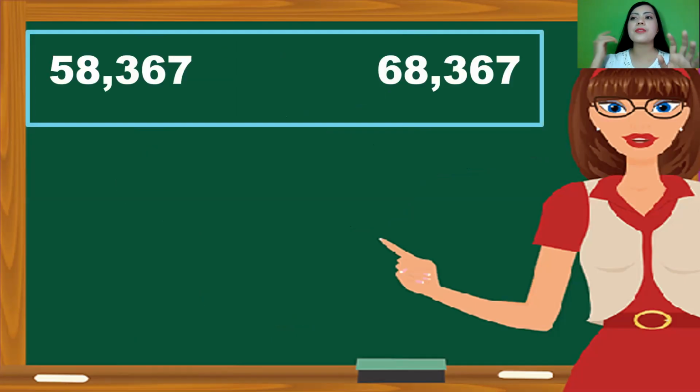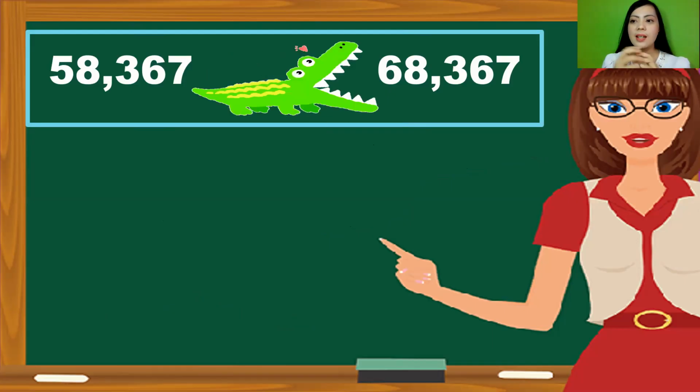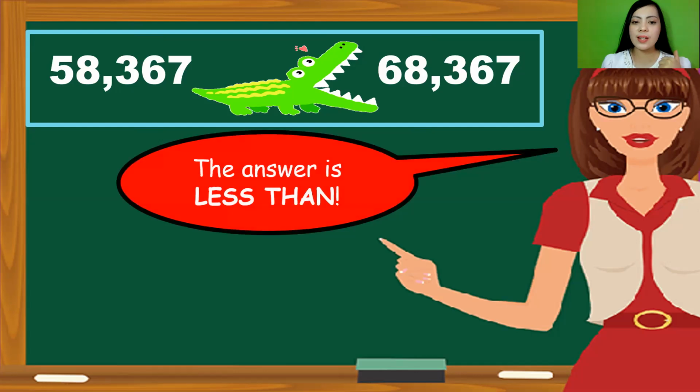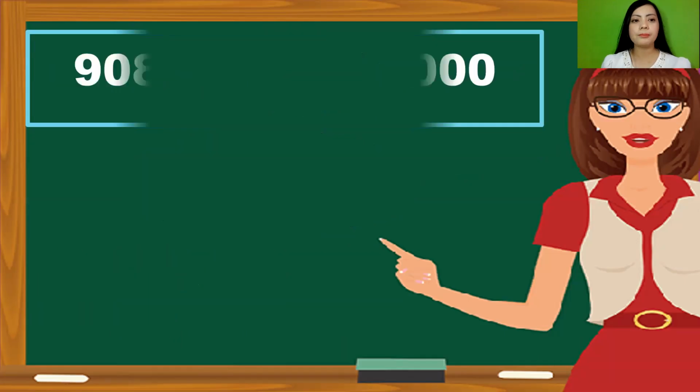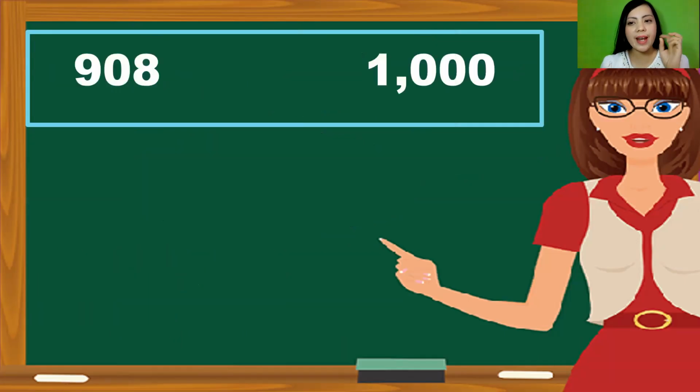5-digit numbers. So we have 58,367, 68,367. What do you think? Look at the first digit in the 10,000s place. 5 and 6, what do you think? Of course, the hungry alligator will eat the 6 than the 5. So the answer is less than. So 58,367 is less than 68,367. Okay.